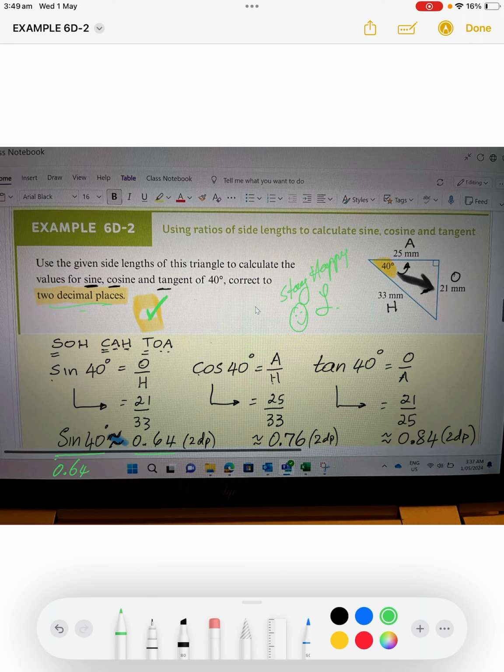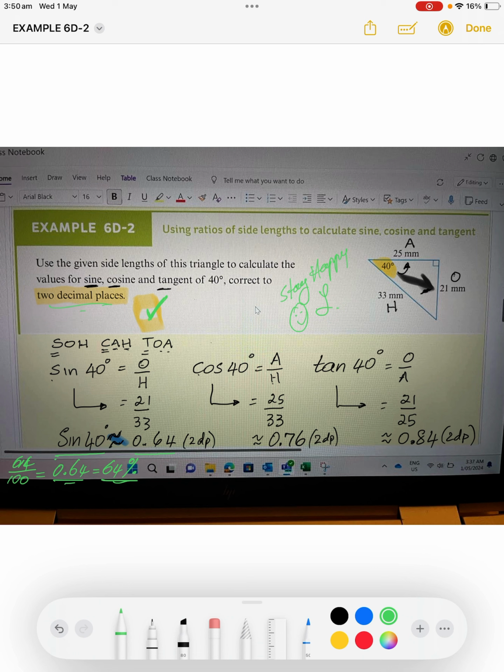you might know 0.64 is also 64%, if you understand that if you times it by 100 you'll get a value, which could be a fraction, 64 over 100. We can cancel all of that down, but we've got common fraction, decimal, and percentage.